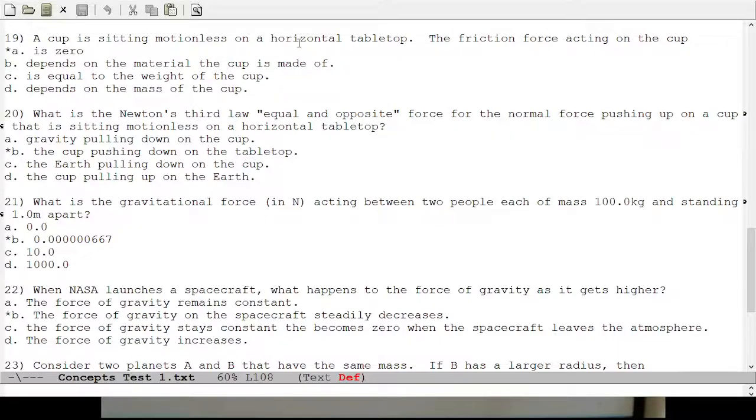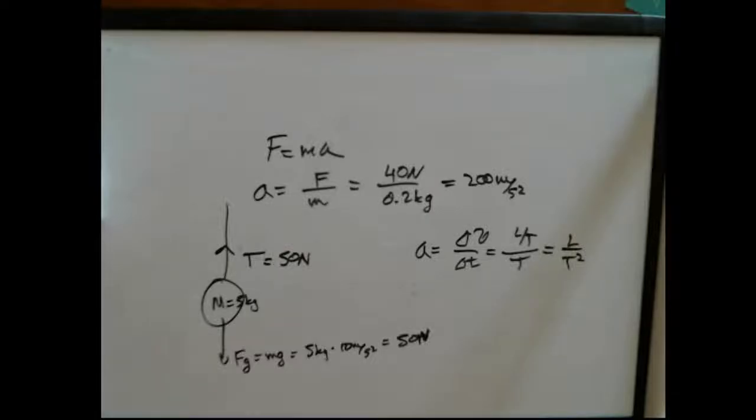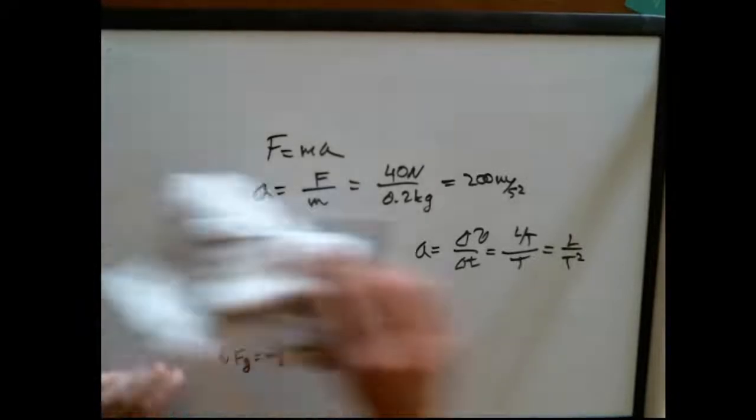A cup is sitting motionless on a horizontal table. The friction force acting on the cup is 0. If there was a net force acting on the cup in the horizontal direction, the cup would move. It's only when you start pushing the cup that friction starts acting. So what is the Newton's third law equal and opposite force for the normal force pushing up on a cup that is sitting on a horizontal tabletop? So if I set my cup on the horizontal tabletop, wait, where am I at here? Maybe I can do this.